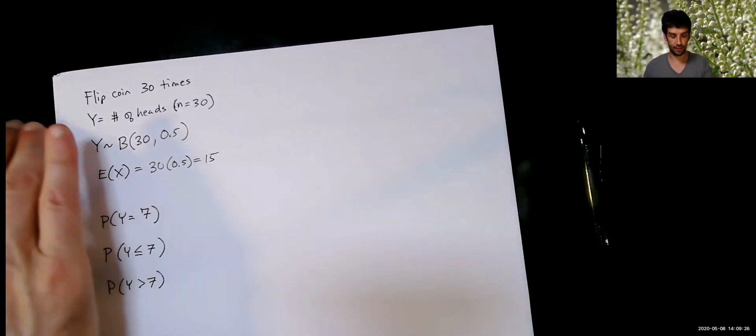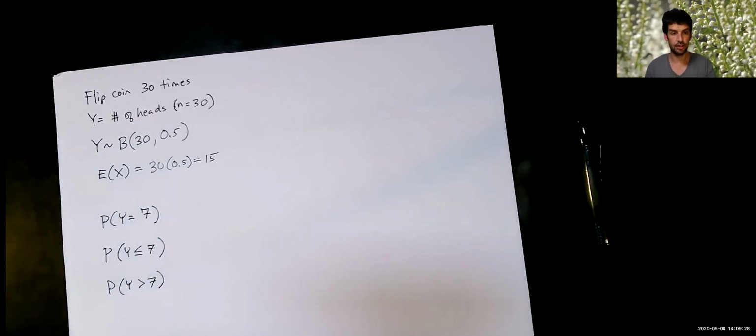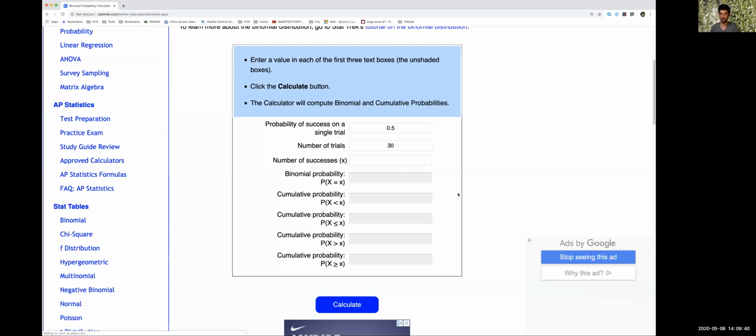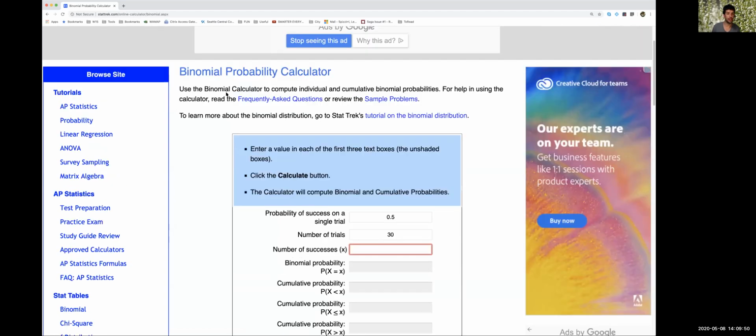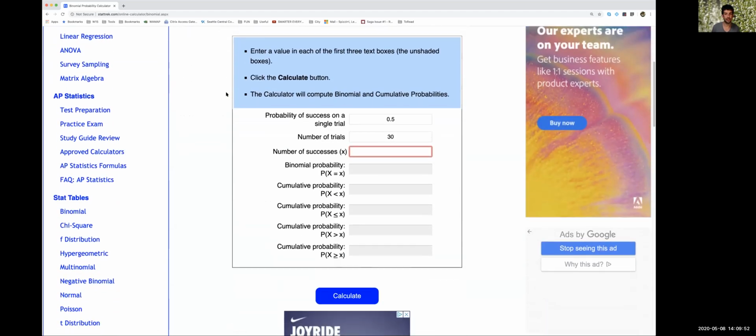So to do this, I'm going to turn to an online calculator. There are plenty of them out there. This is the one that I often use. So this is the one that I use. It's at StatTrek. They do a lot of good stat stuff there. So notice what we have here. This is their binomial calculator, binomial probability calculator.